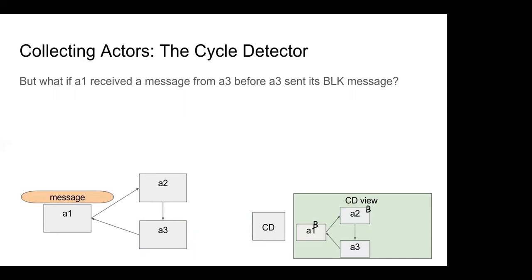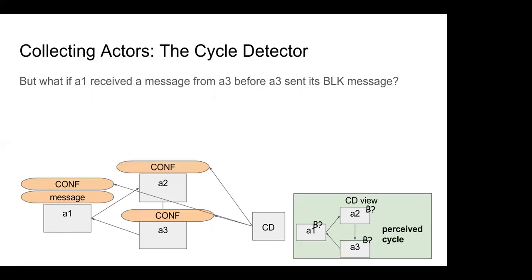But what if at some point along the line, A3 sent a message to A1 before it sent its block message? So let's say that A3 had been processing a message, and when it was done, it sent a block to the cycle detector, but A1 and A2 had already sent their block messages. So A3 sends the message to A1, then it sends a block message to the cycle detector. And so now we have a perceived cycle. But in this case, A1 has a message in its queue, so it's not dead. But the cycle detector doesn't really have a way of knowing that directly. So again, it sends out conf messages.